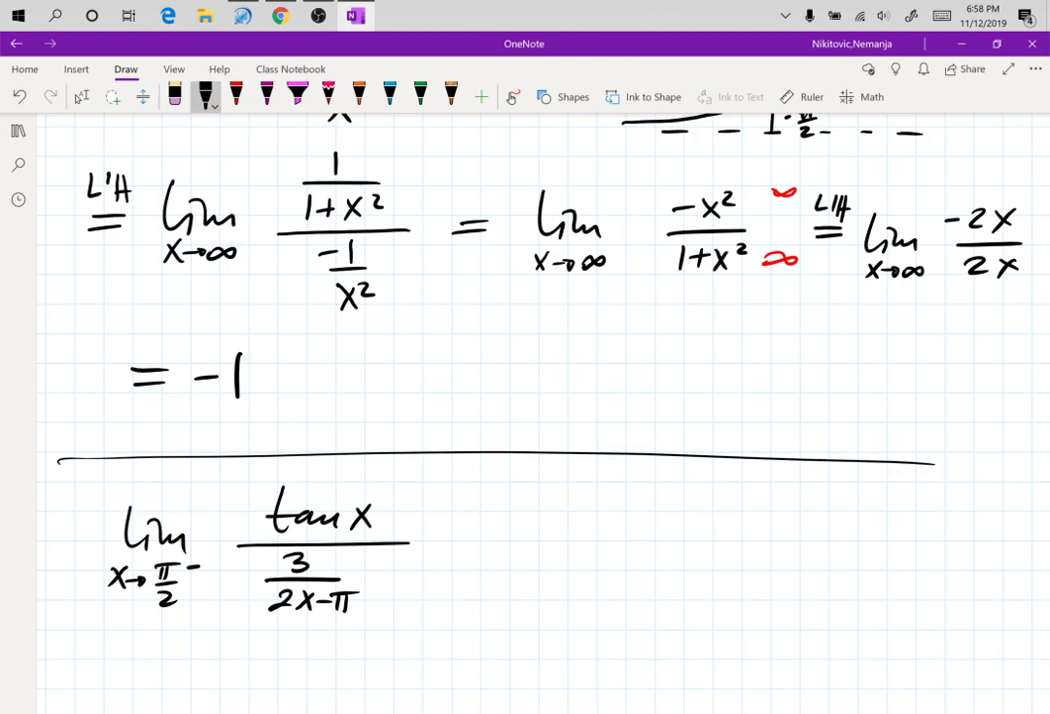One, and then I guess you just put 2 times pi over 2. That's pi plus pi. 2 pi over. No.